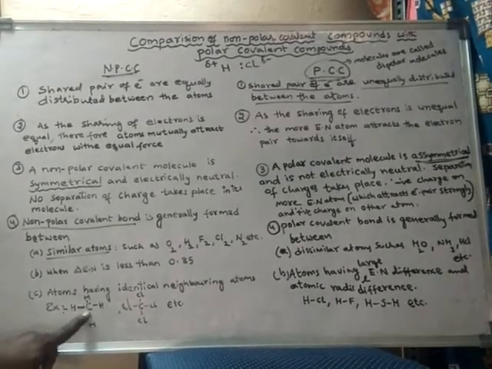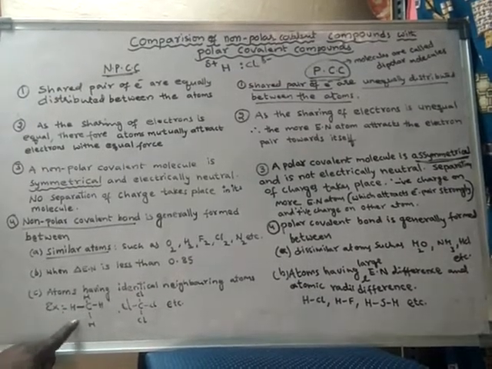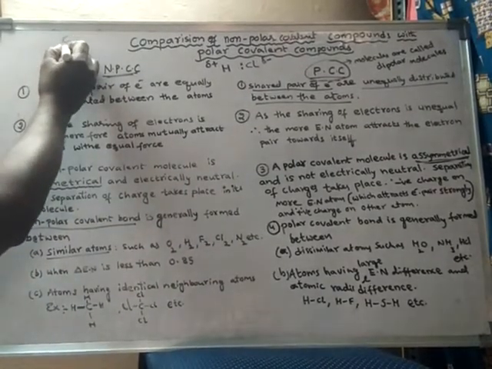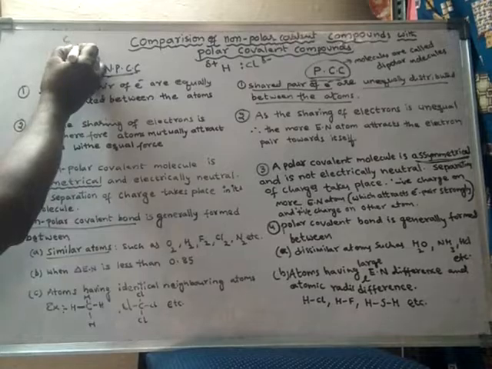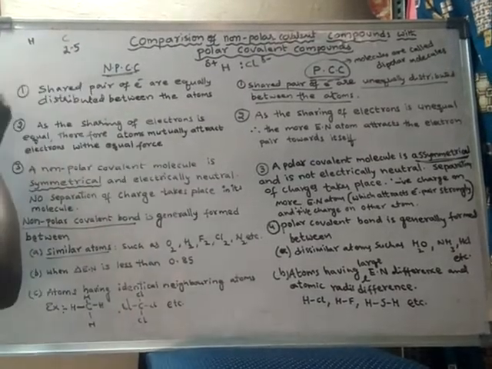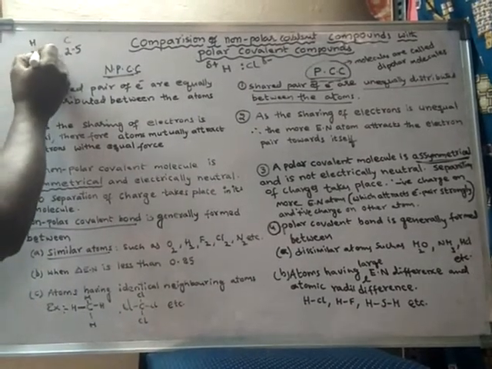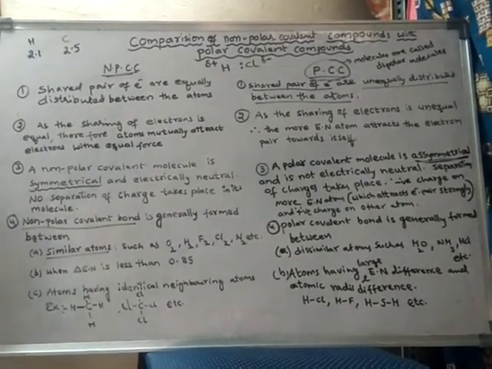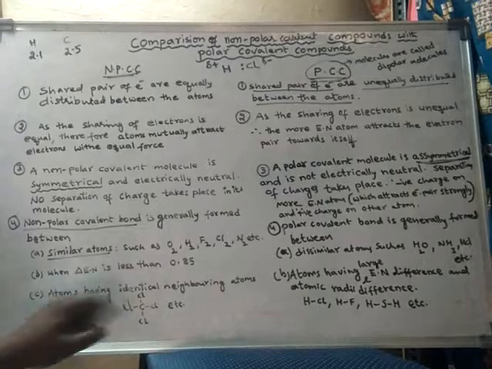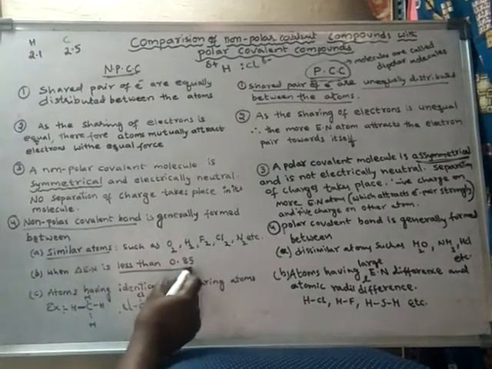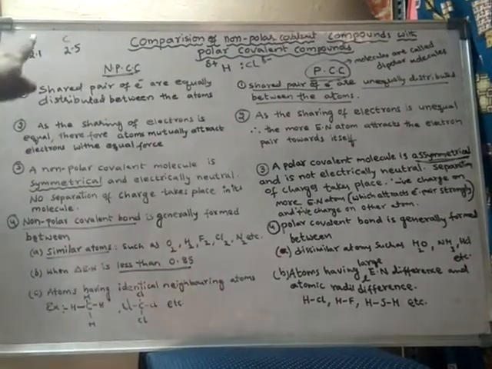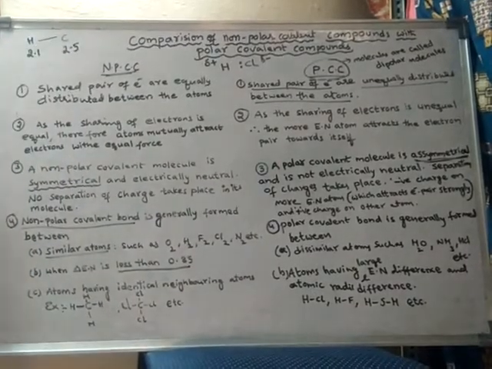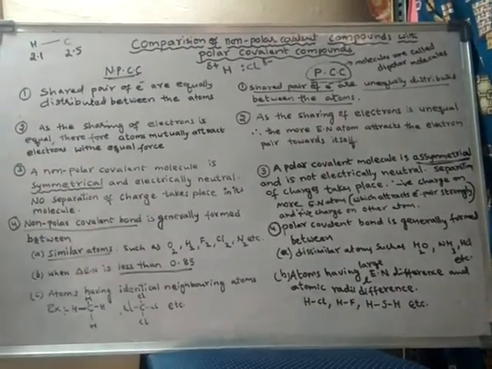Here, if you see the electronegativity difference, the electronegativity of carbon is 2.5, whereas hydrogen's electronegativity is 2.1. So the difference between these two is 0.4, which is less than 0.85. Hence, the bond formed between carbon and hydrogen is said to be a non-polar covalent bond.